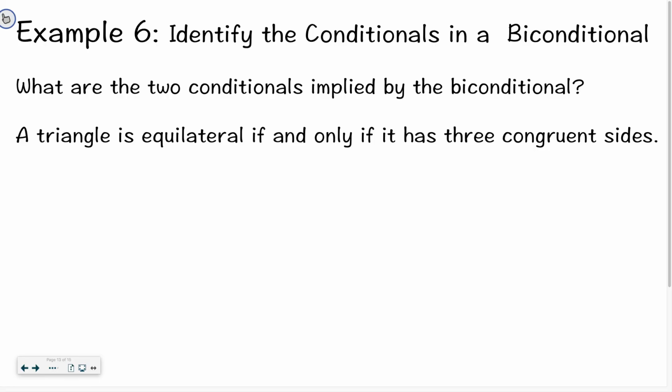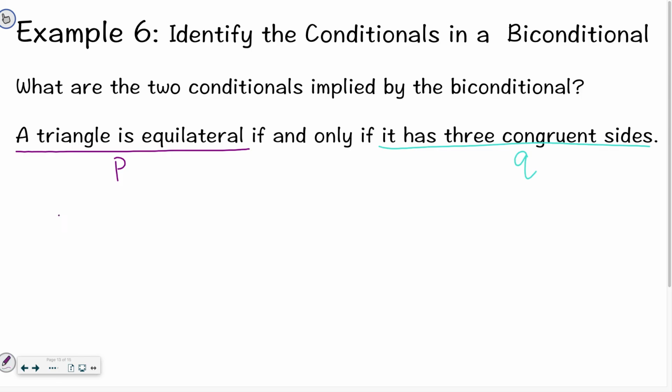This is our last example for the video. What are two conditionals implied by the biconditional? So I have: a triangle is equilateral if and only if it has three congruent sides. Okay, I'm going to say this is my P statement, and this is going to be my Q statement.